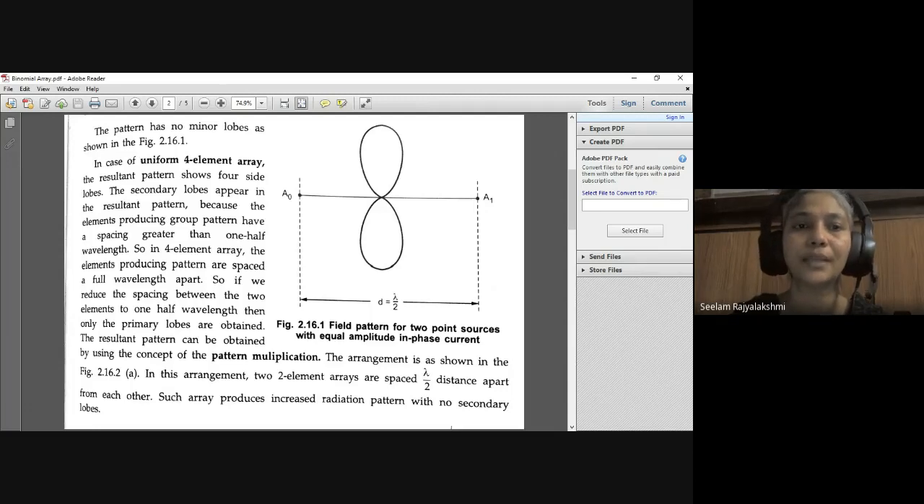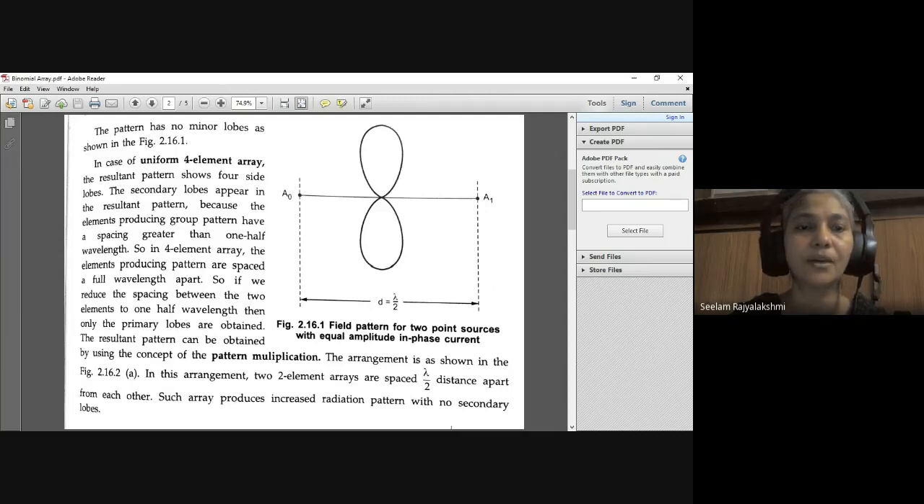Now if you consider a four element array, here we have chosen only two elements and did not observe any side lobes. But whenever you observe a uniform four element array, that means if we arrange four elements, we will obtain the secondary lobes. Side lobes may appear in the resultant radiation pattern. Why are we obtaining the secondary lobes here? Because the elements producing the group pattern have a spacing greater than half a wavelength. For two elements we considered the distance as half of the wavelength, but whenever you consider a four element array, the distance between them is more than half of lambda. For that reason we are obtaining side lobes or secondary lobes.